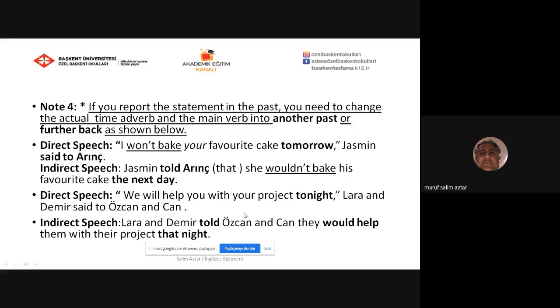"We will help you with your project tonight," Lara and Demir said to Özcan and John. You know, Lara and Demir are very helpful. So, in the indirect part, Lara and Demir told Özcan and John they would help them with their project that night. Because the reporting verb is in the past, the time adverb tonight also changes into that night.